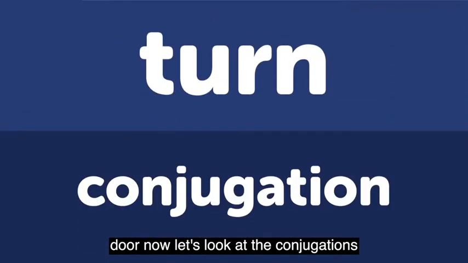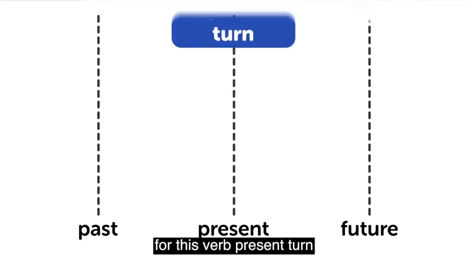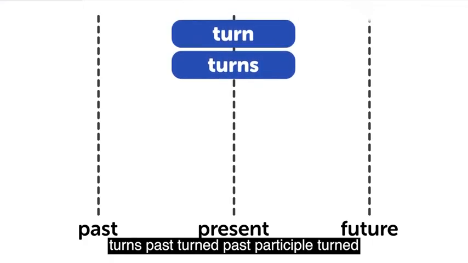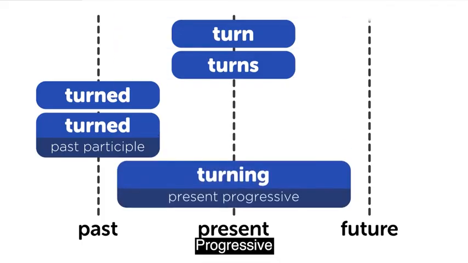Now let's look at the conjugations for this verb. Present, turn, turns. Past, turned. Past participle, turned. Progressive, turning.